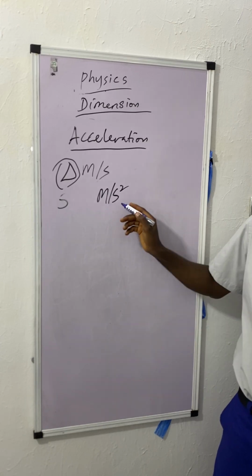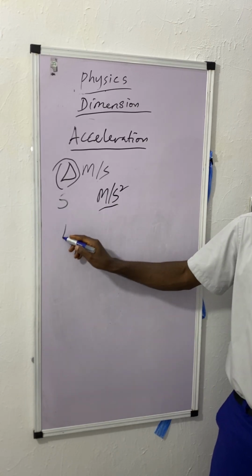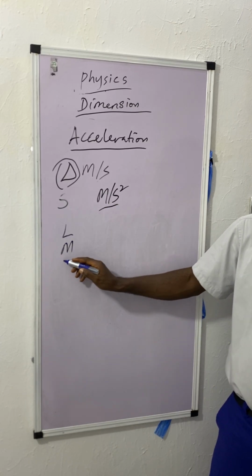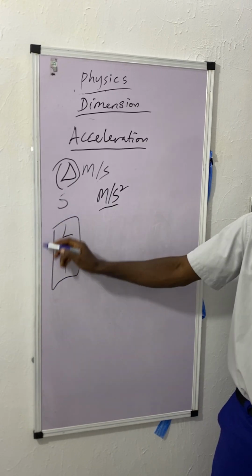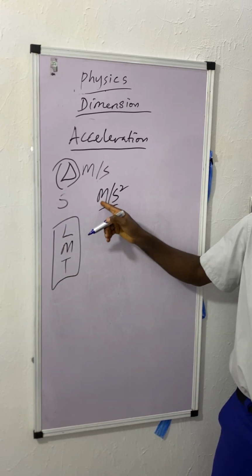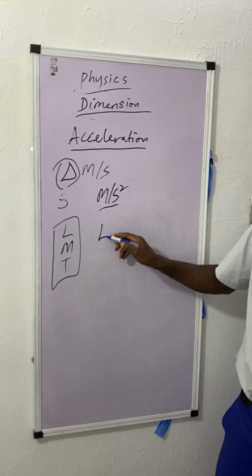So looking for the dimension, we have to convert it to L, remember the fundamental quantities. We convert it to this. M here stands for meter, which is length. We change it to L.